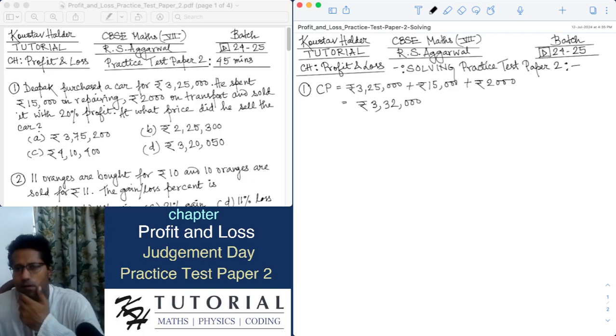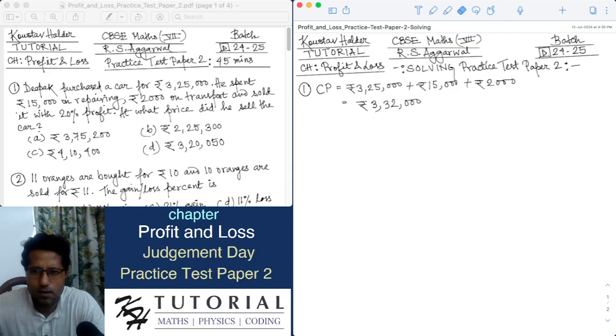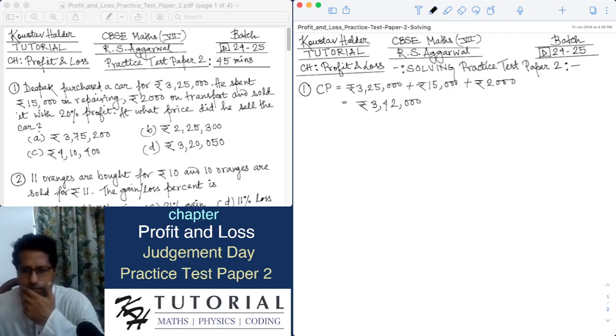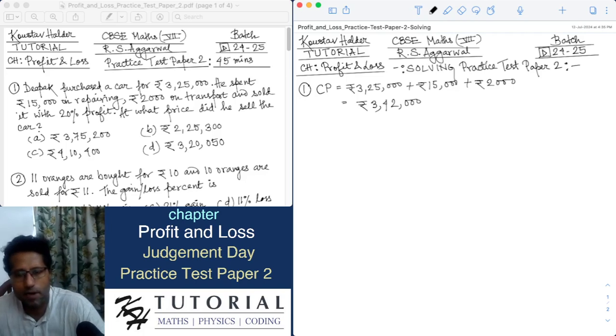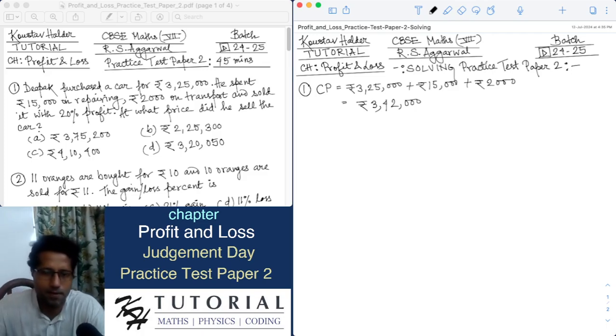Let me check once again. 17,000, 17, 12, 3, 4. So this will be not 3,32,000 but 3,42,000. So 3,42,000 is the total amount Deepak spent by purchasing the car and bringing the car to his house, and also doing some kind of repairing.